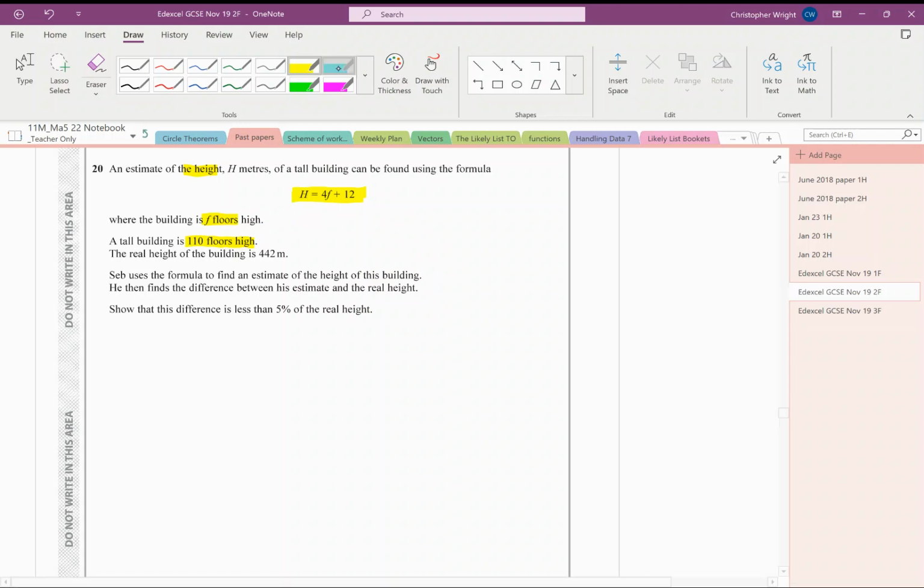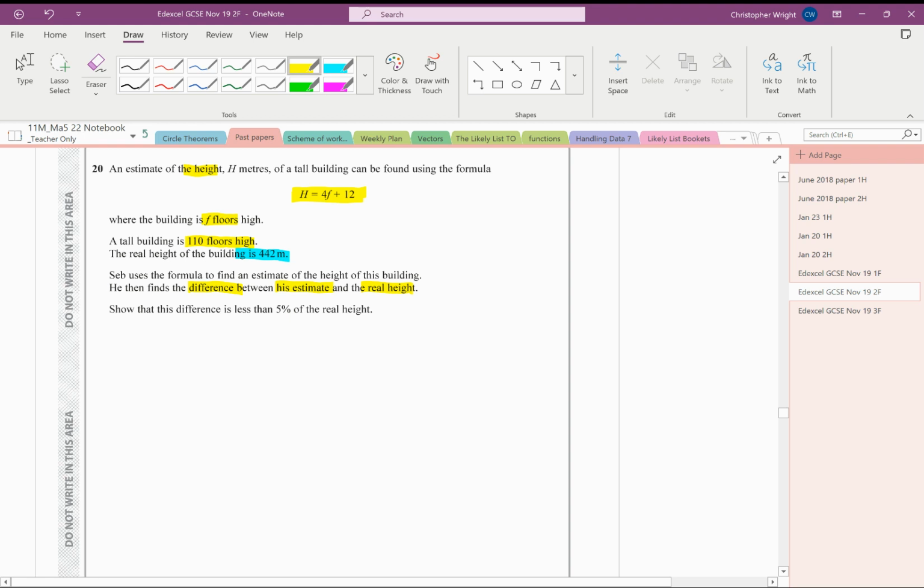The real height of the building is 442. Seb uses the formula to find an estimate for the height of the building. He then finds the difference between his estimate and the real height. Show that this difference is less than 5% of the real height.